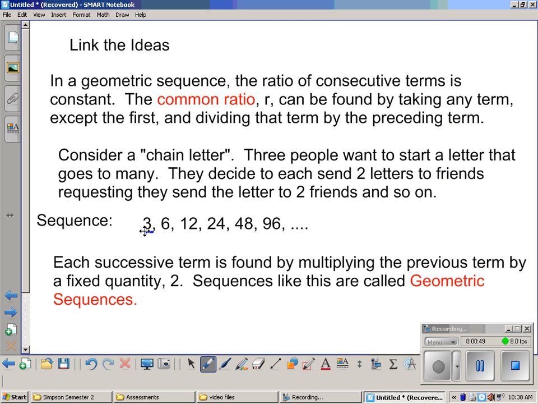So the first 3 people each send it to 2 people, so there's a total of 6 people then. Those 6 people each send it to 2 people, so they would send it to 12 more. Those 12 people would each send it to 2 people, so there's 24 more. Each successive term is found by multiplying the previous term by a fixed quantity, or in this case 2. Sequences like this are called geometric sequences.